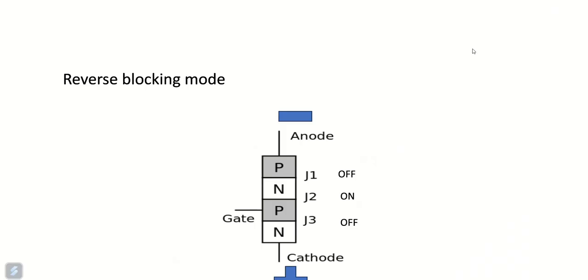So now come to the reverse blocking mode. In this case, negative voltage is applied to the anode and the positive voltage is applied to the cathode. Junction J1 is off, junction J3 is off, junction J2 is on. So as we have seen in the characteristic curve for the SCR, when we increase the voltage across the SCR to such a level that it becomes greater than the breakdown voltage, then the SCR will come into the conduction state. This is how we can operate the SCR.